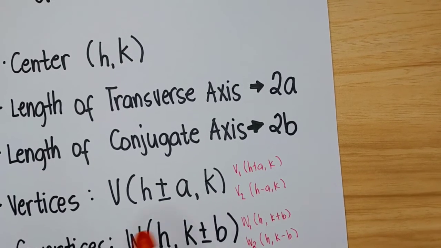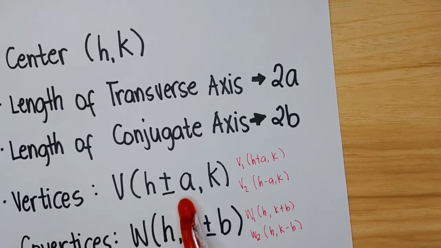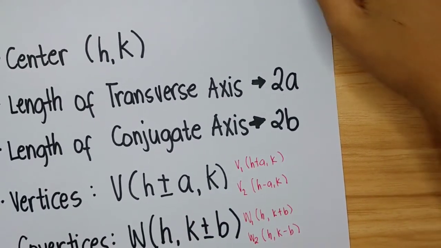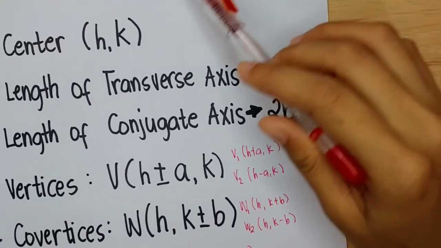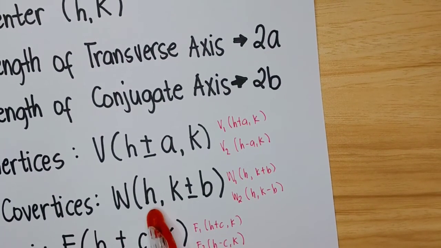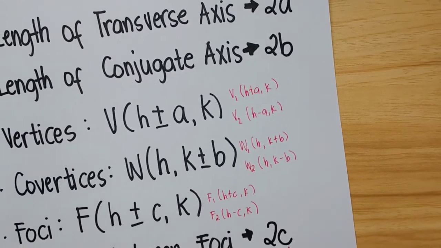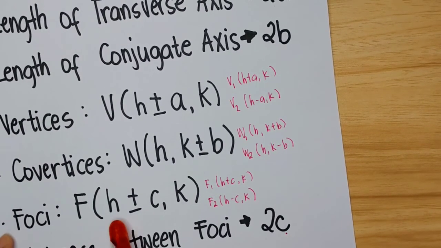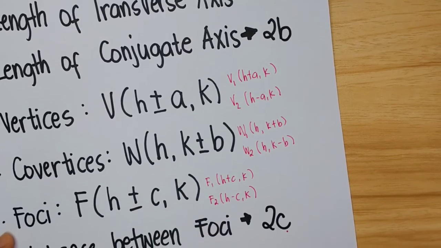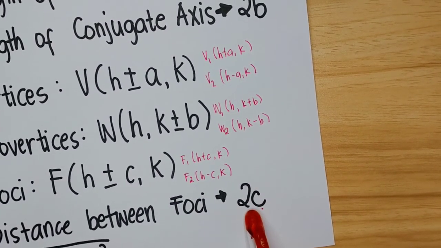Yung vertices natin, we have V, H plus minus A, comma K. So, that is our vertices for our horizontal hyperbola. Yung sa co-vertices naman, we have W, H, comma, K plus minus B. Sa foci natin is F, H plus minus C, comma K. And yung distance ng foci natin is 2C.